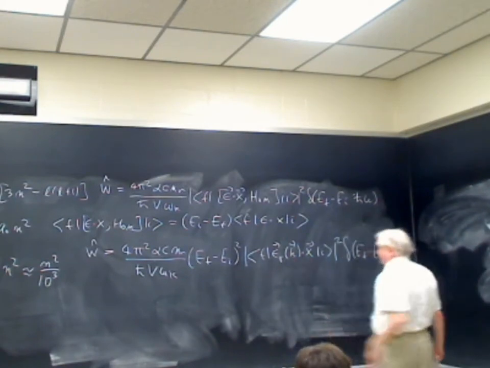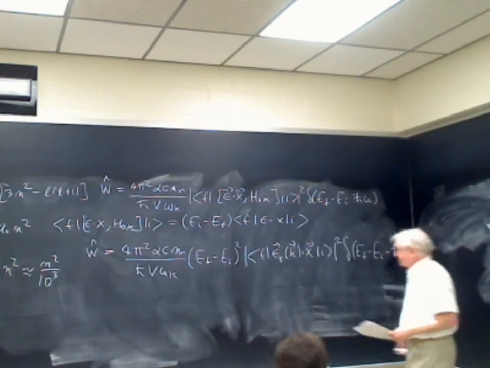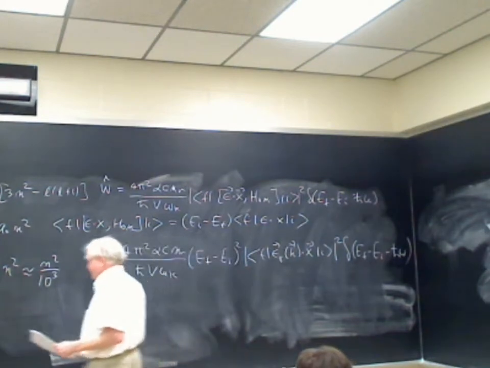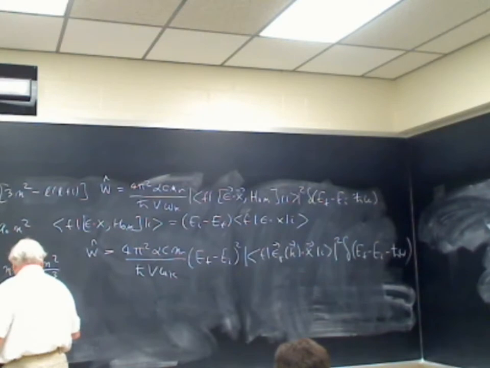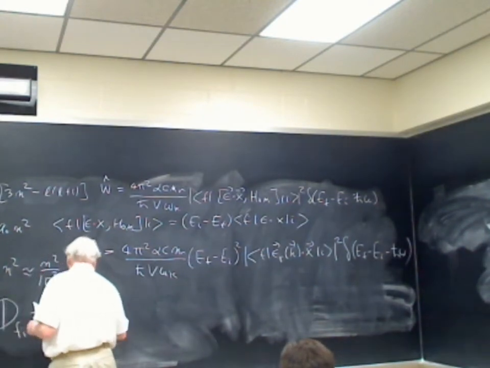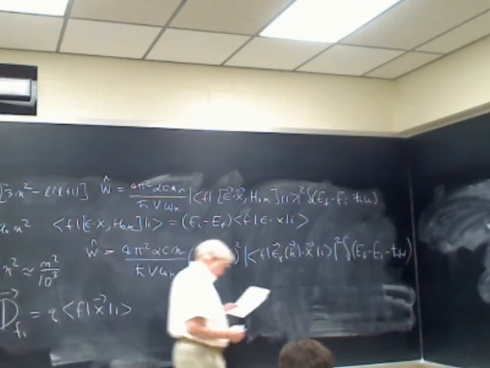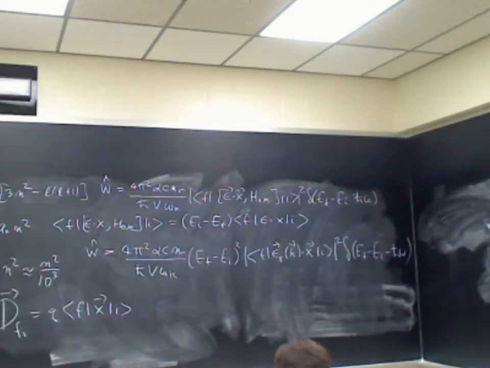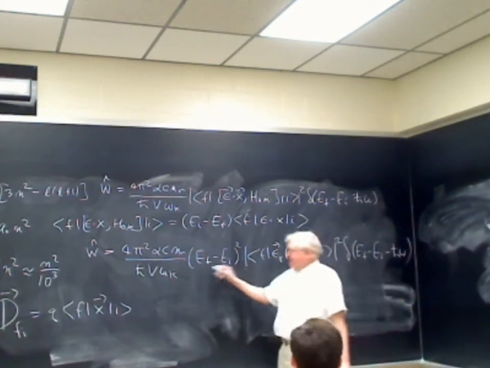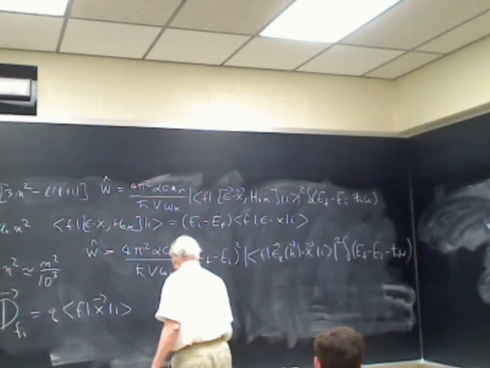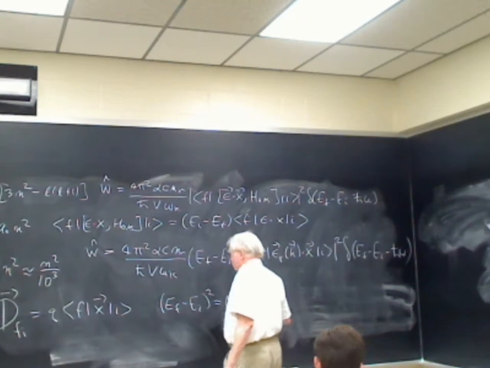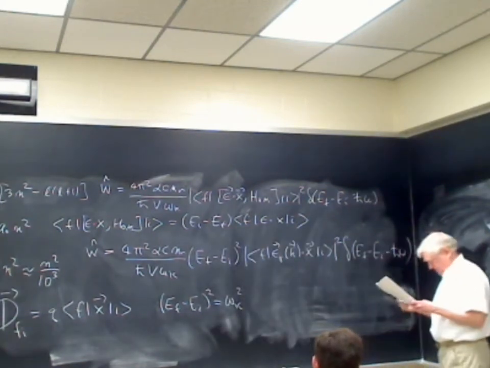And the form now of this matrix element tells us various things. In particular, there's something called the dipole moment of the atom, and that's q times f x i. Well, this is the dipole moment of the transition, let's say. All right, now I'm going to talk now about selection rules for a little while. And let me also point out that because of this delta function, this EF minus EI is equal to omega k, effectively. So we can make that replacement if we want.